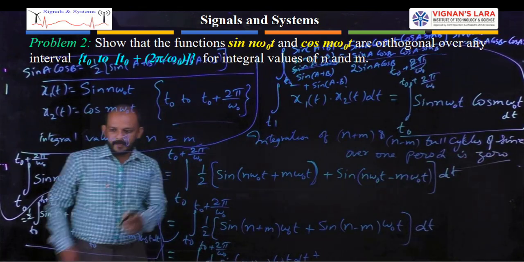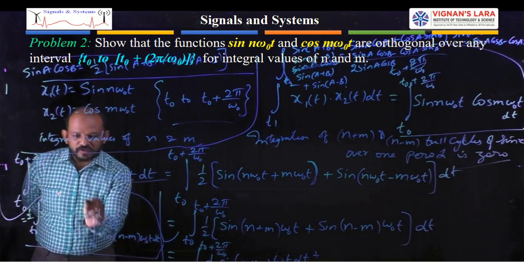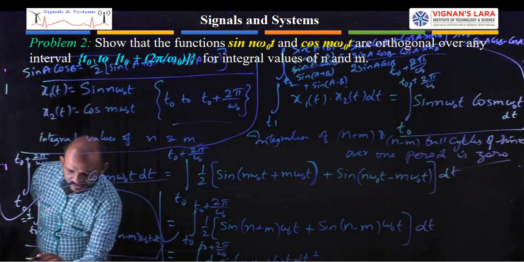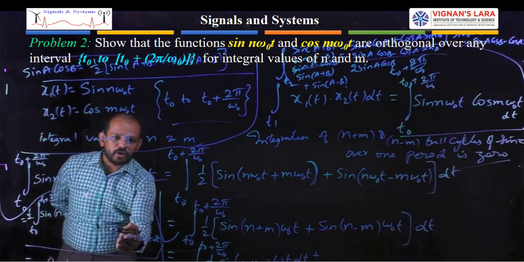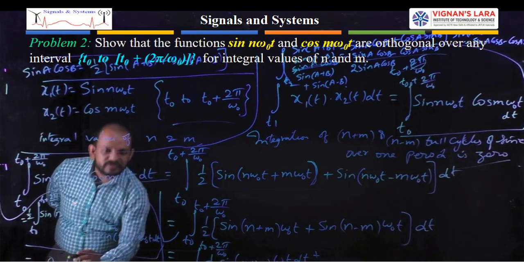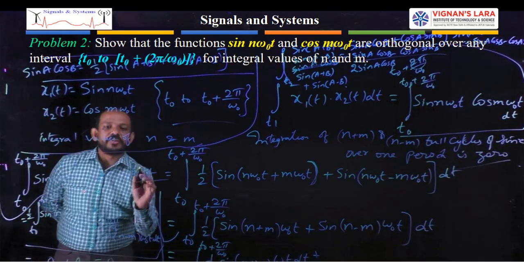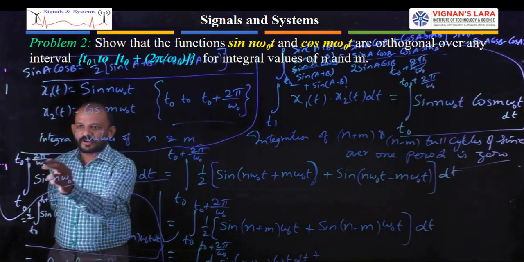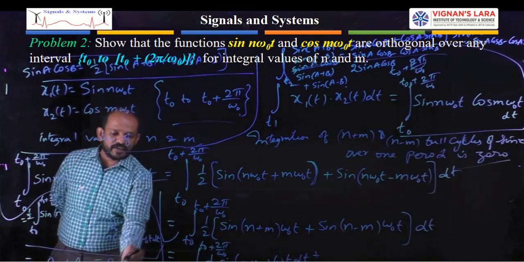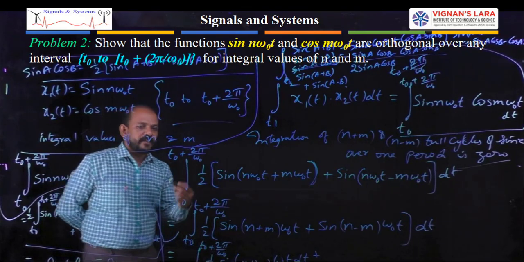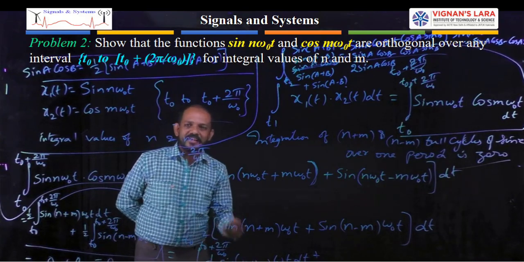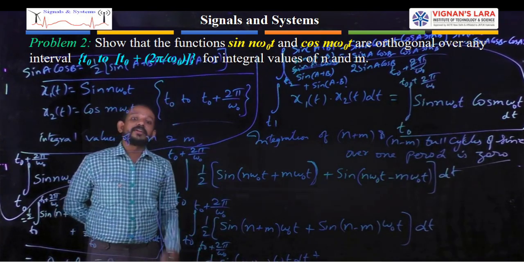That means here n plus m full cycles of sine wave over one period is 0, so for this value you can write 0. Plus here also n minus m full cycles of sine wave over one period is also 0. So the answer will be 0. That is, the integration from t naught to t naught plus 2 pi by omega naught, that is one period, of sin n omega naught t into cos m omega naught t dt will be equal to 0. That is, the integration of the product of the two signals over the given interval is 0. So we can say the two signals are orthogonal to each other.